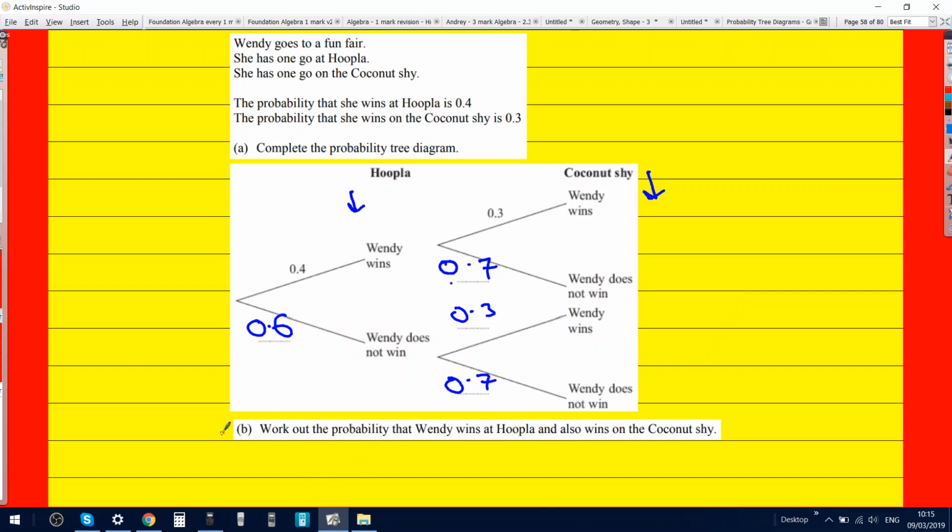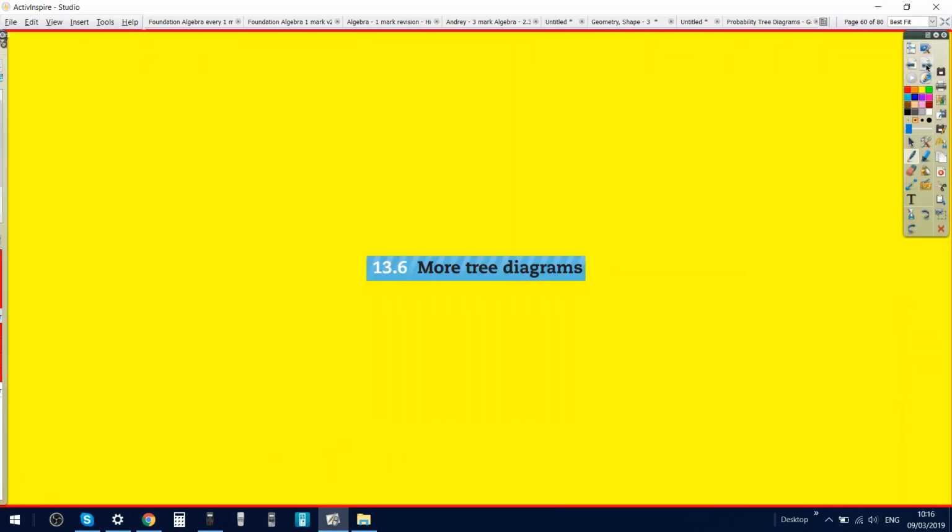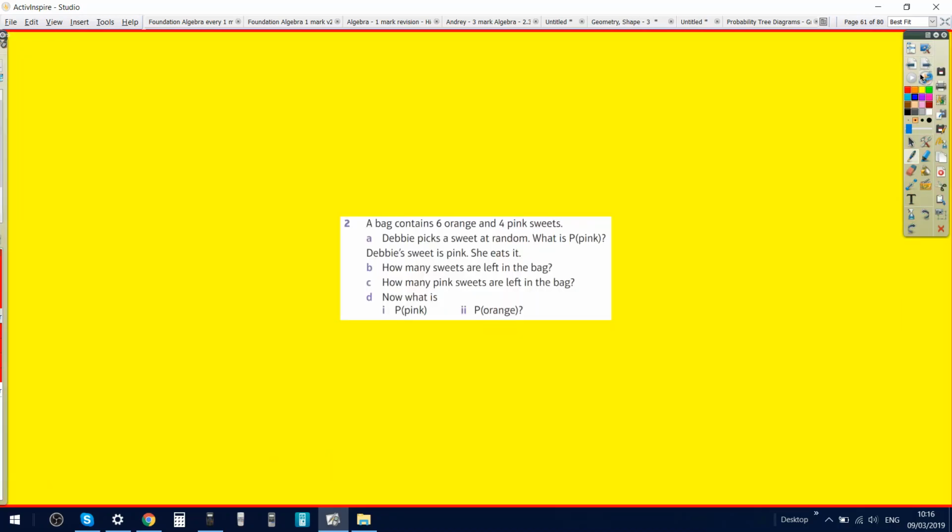So then this one down here. Work out the probability that Wendy wins at Hoopla and also wins at coconut shy. So it'd be 0.4. Would you be timesing them again? So 0.4 times 0.3? Mm-hmm. Oh, so that would be 1.2. You can't get a probability more than 1. Oh, so would it be 0.12? Yeah. So 1 digit after decimal, 1 digit after decimal, and so 2 digits after decimal in the answer. I think you're good there.